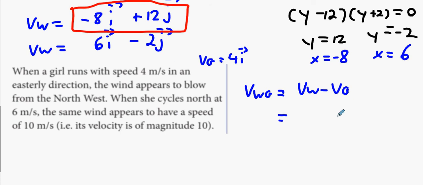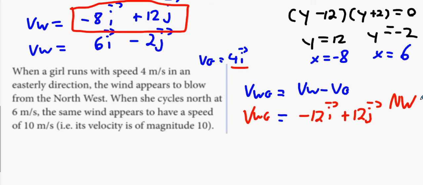So, velocity of wind is minus 8i plus 12j. And then take away 4i. So it's going to be minus 12i plus 12j. What direction is that? What direction is 12 to the left and 12 up? That's a northwesterly wind. I thought it's meant to be coming from the northwest, so I'm looking for a southeast. To me, that suggests it's wrong.